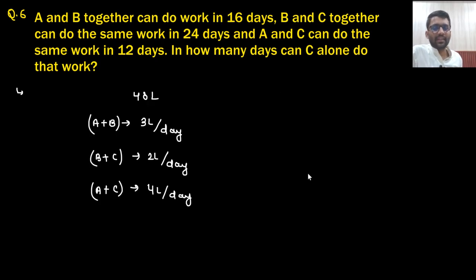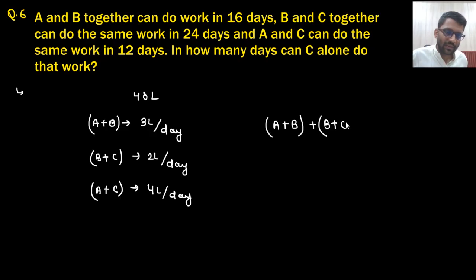In how many days can C alone do this work? A plus B combined are eating 3 laddu per day. Now let's add all these. A plus B is 3 laddu per day, plus B plus C is 2 laddu per day, plus A plus C is 4 laddu per day. Basically 9 laddu per day. All these combined are eating 9 laddu per day.